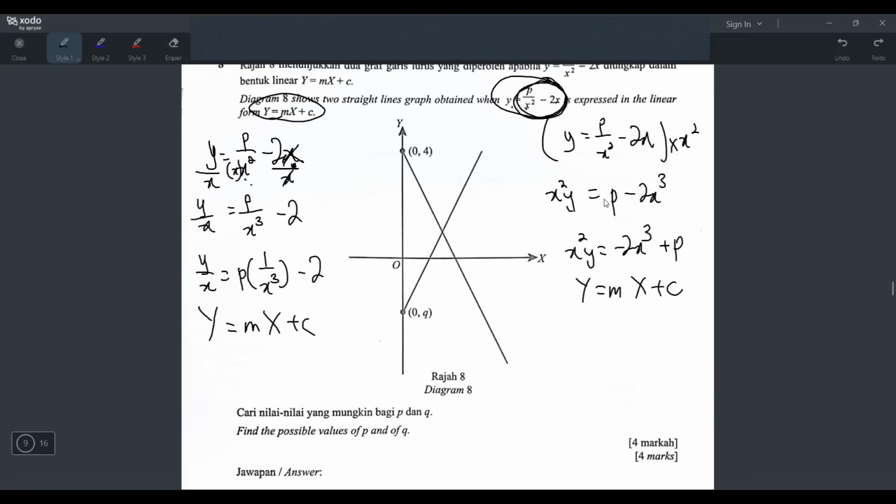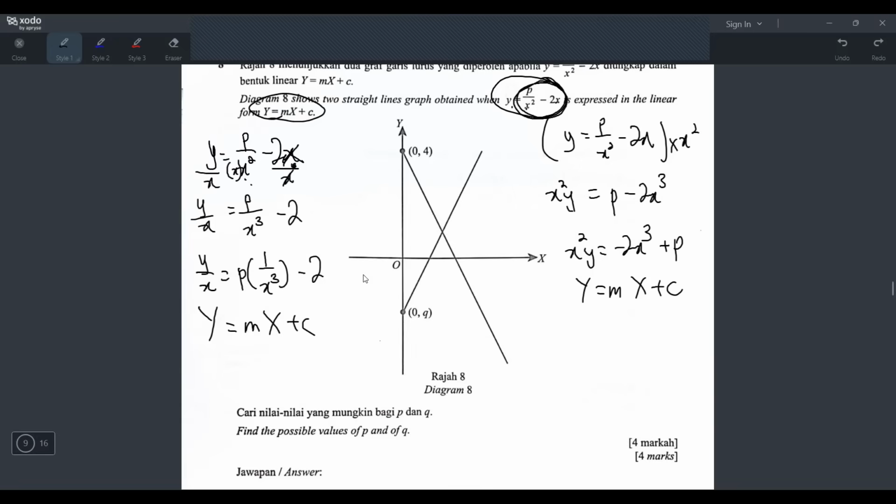Okay, so now, if you look at these two lines, there are two lines here, right? It means these two lines must be these two equations, but I don't know which one is which, right? But there is a very simple way to know which one. You just look at the gradient. Because if you look at this equation, you know your gradient is p, but you don't know if it's positive or negative, right? P could be negative, p could be positive, so we don't know. But if you look at this equation, you can see that the gradient is negative 2. It means confirm this line will look like this.